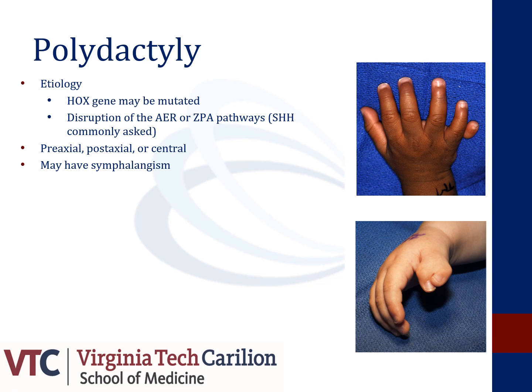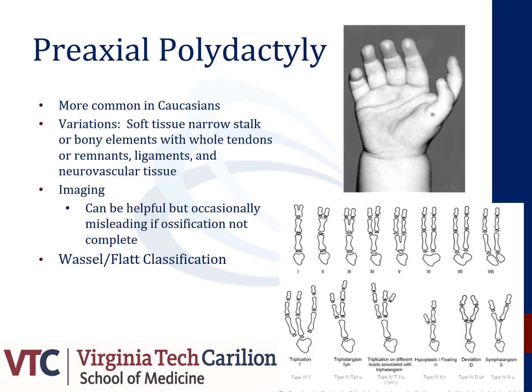Typically, postaxial polydactyly is inherited in an autosomal dominant fashion and is more common in those of African descent. Preaxial polydactyly is more common in Caucasian patients and is fairly frequent, 1 in 140 to 1 in 300 live births. Preaxial polydactyly is described using the Wassel-Flatt classification, which describes the type of duplication and location.